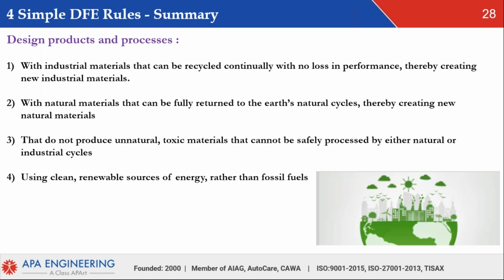For that, we need to design products and processes with industrial materials that can be recycled continually with no loss in performance, thereby creating new industrial materials. With natural materials that can be fully returned to the Earth's natural cycles, thereby creating new natural materials. That do not produce unnatural toxic materials that cannot be safely processed by either natural or industrial cycles. And we should use clean, renewable sources of energy rather than fossil fuels.